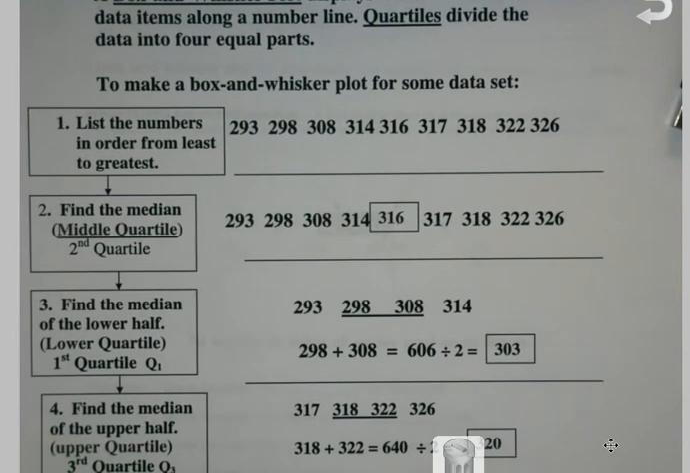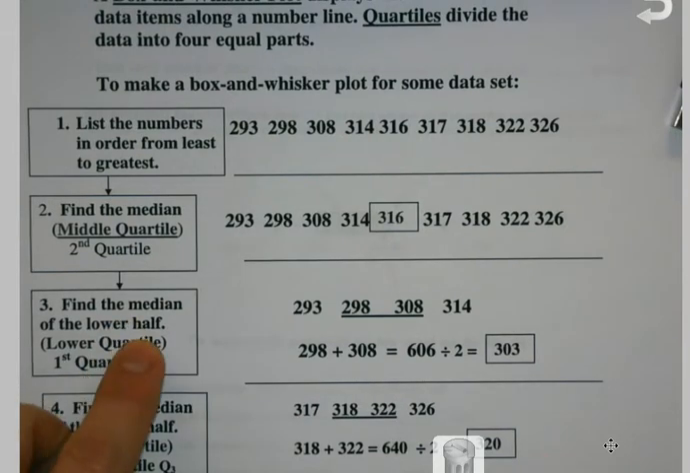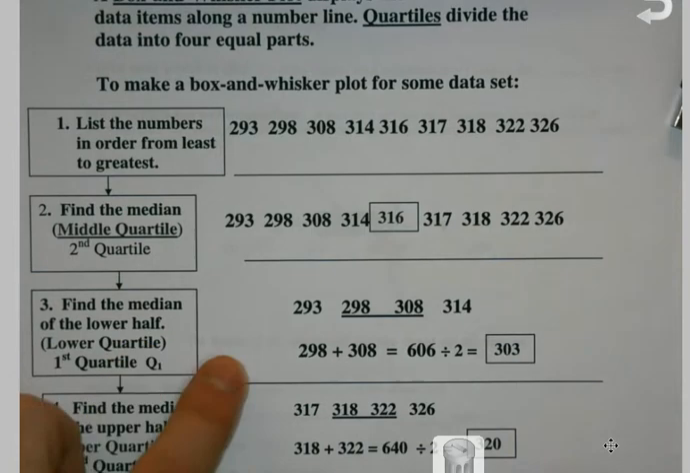So once I've found that, I could go ahead and draw that in right away if I wanted to, but I'm not going to. I'll explain why that's a good idea not to in a minute. So then find the median of the lower half. You're like, wait a minute, the lower half.